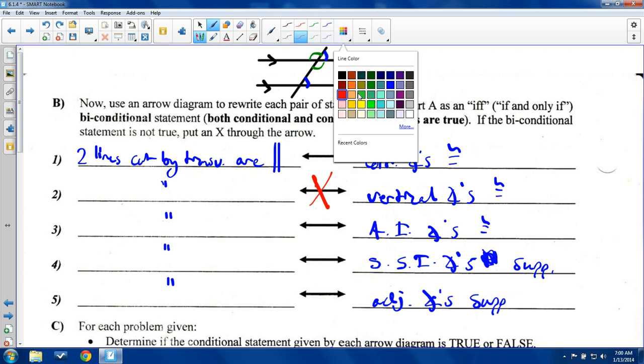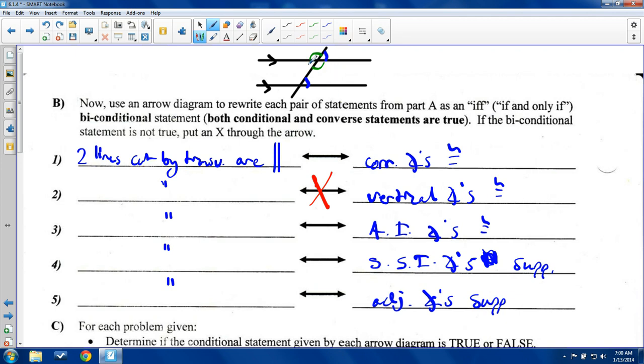Let me pick more colors to work with. Okay, alternate interior angles congruent. Let's work with yellow. That would be, for instance, this yellow. Yellow is probably a bad color. This guy and this guy. If lines are cut by a transversal that are parallel, then alternate interior angles are congruent. That's true. The converse, alternate interior angles are congruent. Does that mean that the lines cut by the transversal are parallel? It does. You can try and come up with a counterexample. Try and figure out ways that it wouldn't be true, but I'll tell you now that that's true.